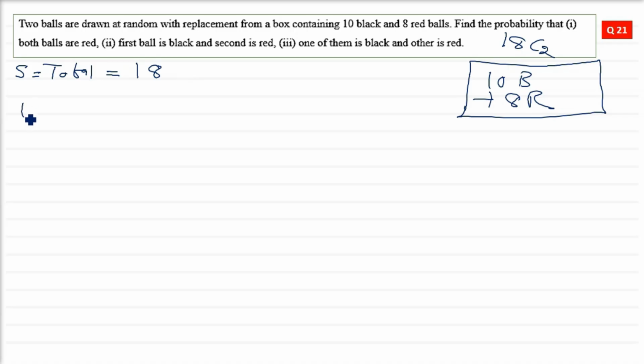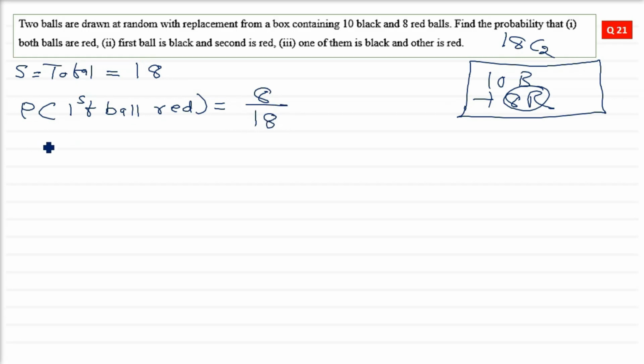Total balls are 18. Probability, let's check one by one. First ball is red. Both balls are coming as red. So let's call that first is red, then second is red, then first is black, second is black. These are all the options which we have in order to come to some conclusion when we solve this question. So the first one is the first ball is red. How many reds are there? 8. Total numbers are 18.